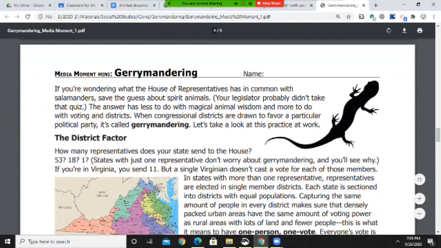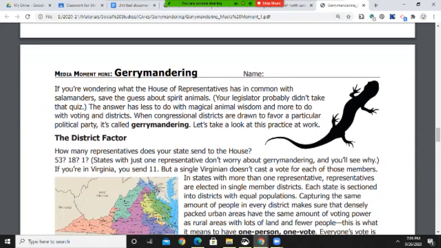So let's read the text. If you're more interested in just reading from this point on, you're welcome to pause the video and do the reading, or continue along with us. If you're wondering what the House of Representatives has in common with salamanders, save the guess about spirit animals. Your legislator probably didn't take that quiz. The answer has less to do with magical animal wisdom and more to do with voting in districts. When congressional districts are drawn to favor a particular political party, it's called gerrymandering.